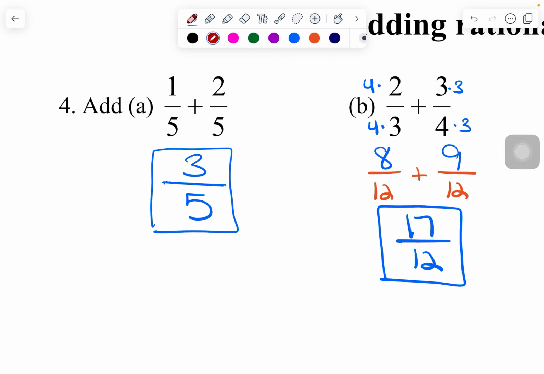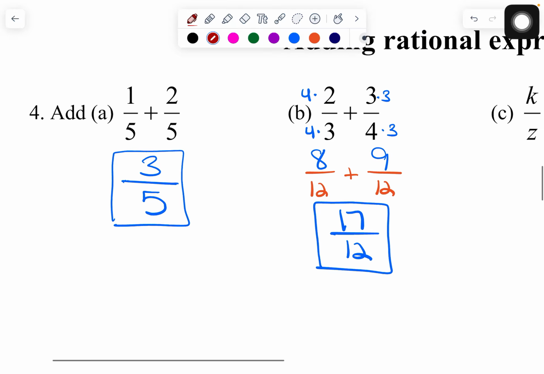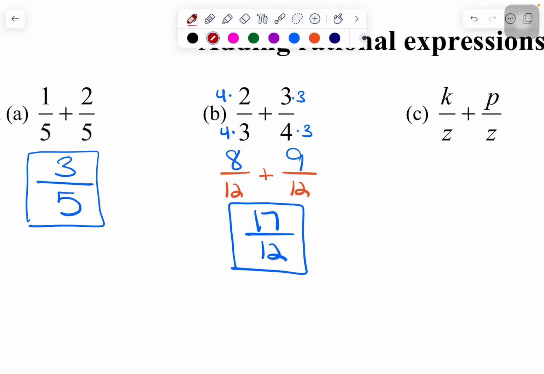All right, so that's what happens if you have numeric problems. Fine, dandy, wonderful. Okay, I took all the numbers out. So part C here, you've got K over Z plus P over Z. I don't know what K is. I don't know what P is. I have no idea what Z is, but I know I can add these two fractions into a single fraction. So we're going to follow the same pattern in part C that we did in part A. In part A, we already had a common denominator. Part C, we already have a common denominator. So that means I'm going to keep that common denominator, and I'm going to simply add the two numerators.